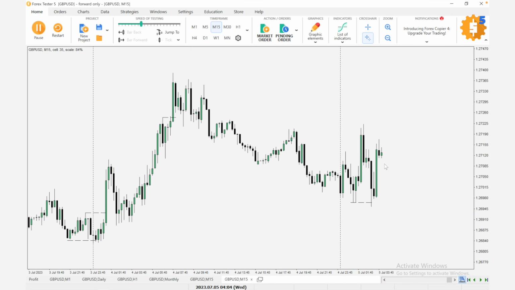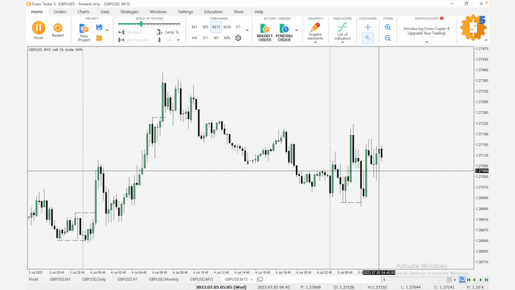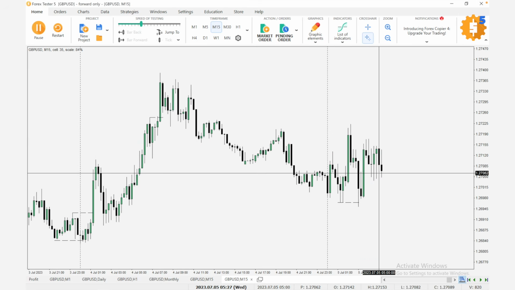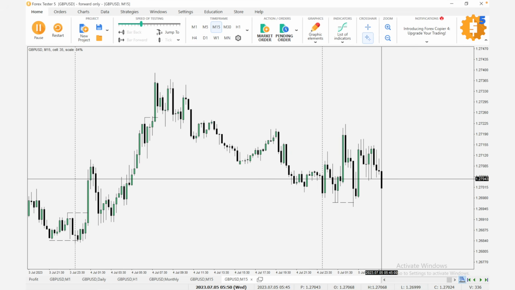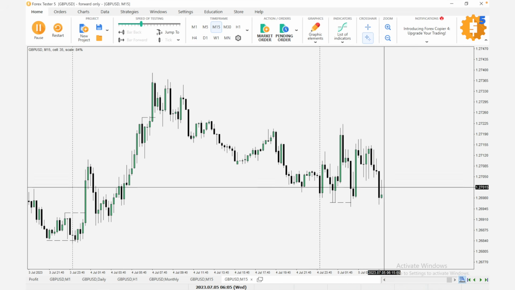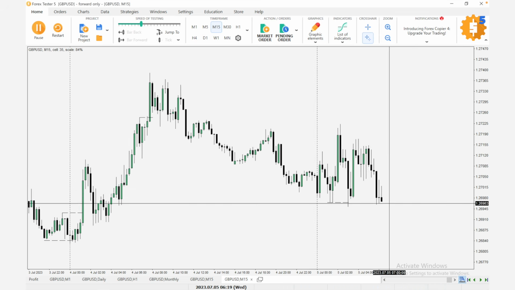Okay, it's looking really strong. That's the end of London kill zone. Let's wait for New York kill zone and see if we can get another potential setup.